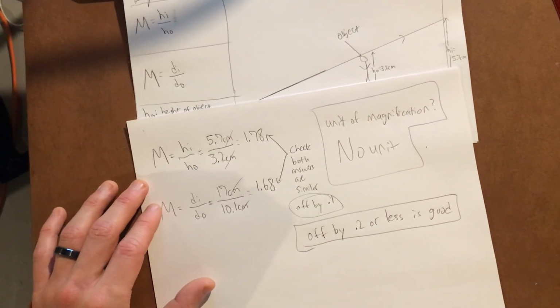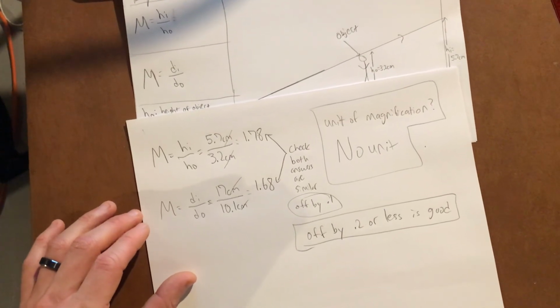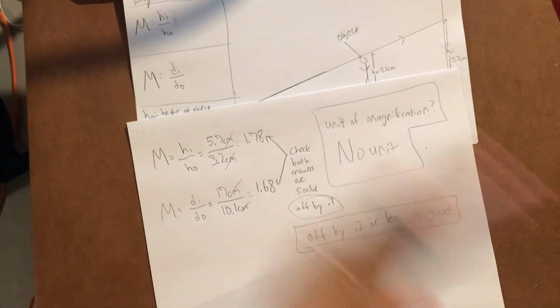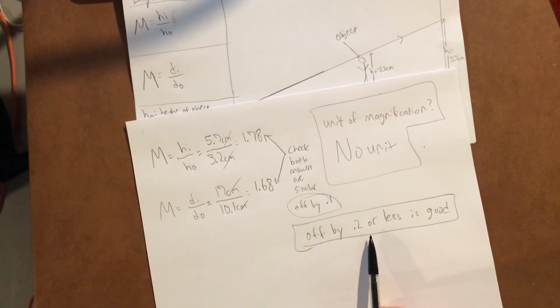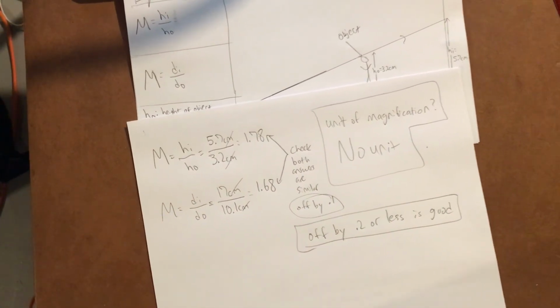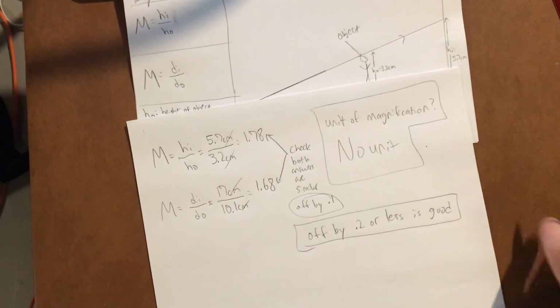All right. You know you're doing a good job with these equations at calculating magnification. You don't need to use the same numbers I use. You know you're good if they're off by 0.2 or less. And then you're doing a fantastic job with magnification. All right, guys. Good job.